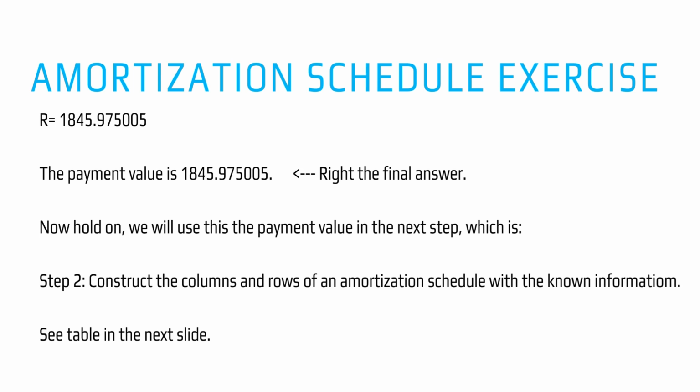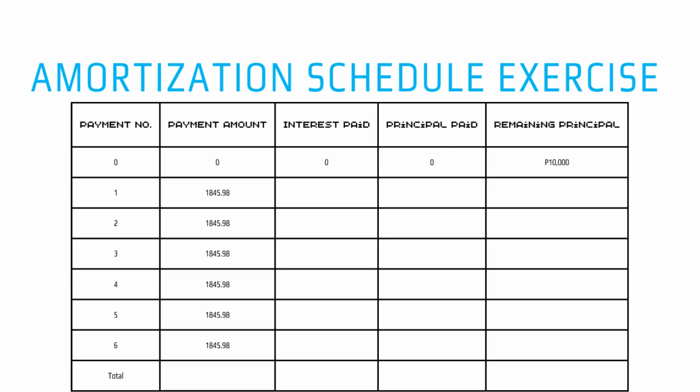Construct the columns and rows of an amortization schedule with the known information. We can see that the payment value we got is inputted right here at payment amount. The remaining principal is what we got from the given of 10,000.